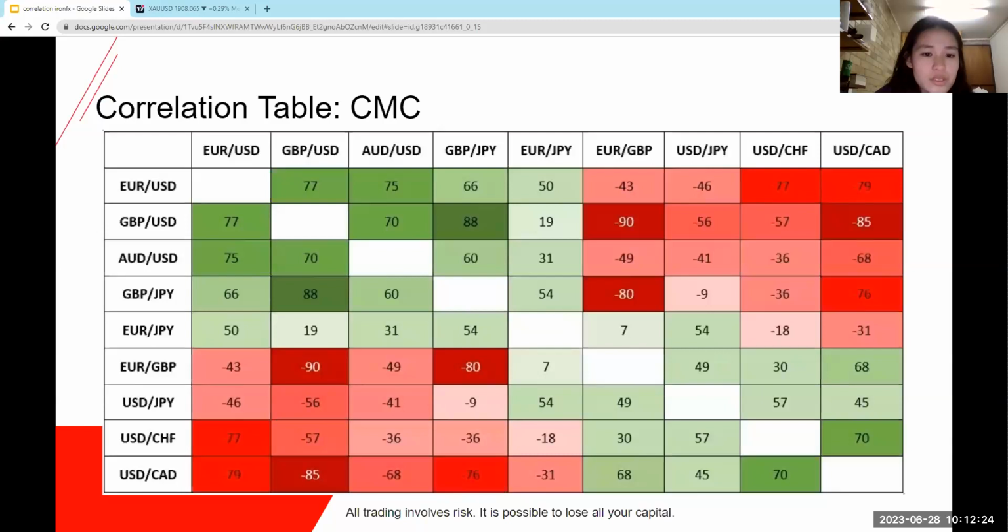Here's another correlation table. This is from CMC, and it shows how the different currencies relate to one another as well. You can see that the intensity of the color gets more intense depending on the strength of correlation of the currency pairs. CMC's correlation table is just a brief overview of a couple of major currency pairs, whereas the correlation table from Myfxbook, which we looked at earlier, has a couple of exotic pairs as well. So we can explore those later on.